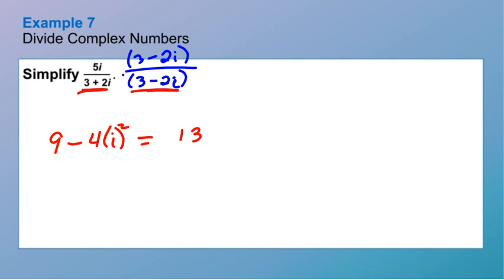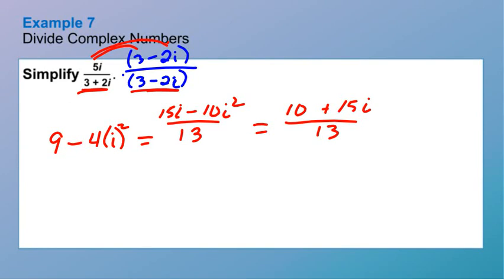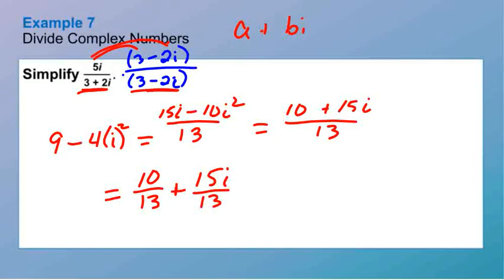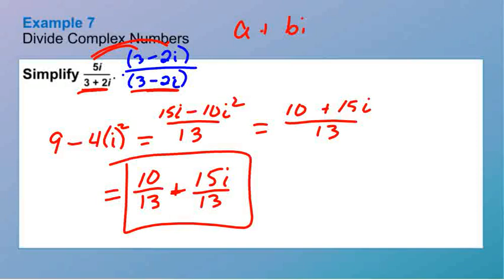If this gives us 13 down here, on top I just distribute. This will give us 15i minus 10i squared, which will give us a negative 1 times negative 10, which is a positive 10. So I would have 10 plus 15i all over 13. Now, this should be in proper form of a plus bi format. So if I put that in that format, my answer would equal 10/13, that's my real part, plus 15i over 13. This would be the appropriate form to write our complex number.